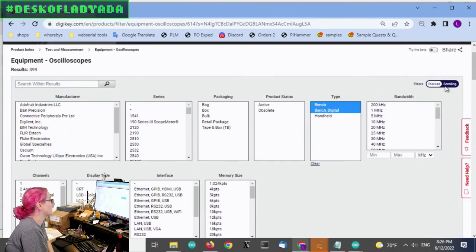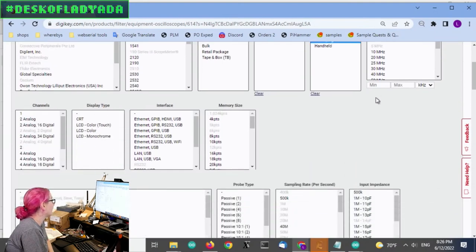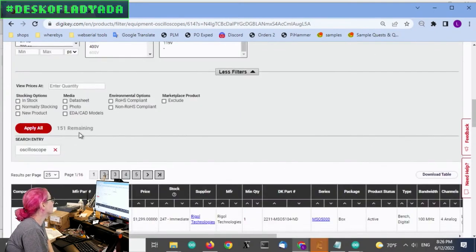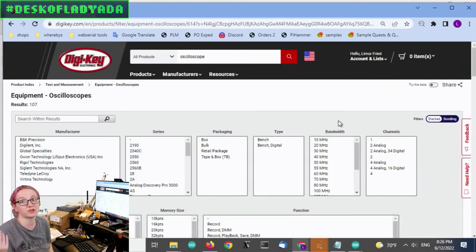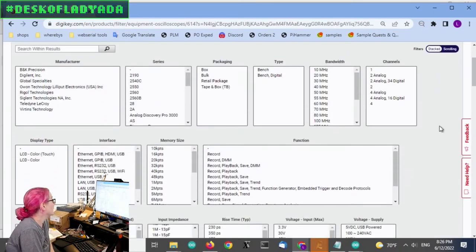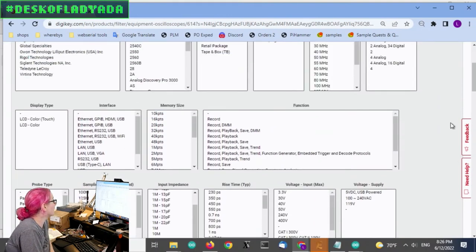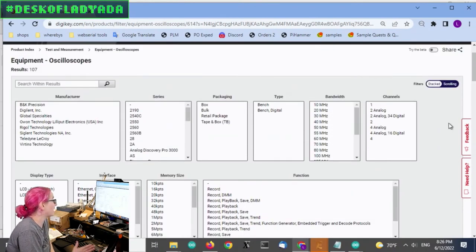First off, I want bench type. I want active, and I'm only going to look at ones that are in stock right now, because I'm not going to suggest a scope that you can't get. So again, there are going to be a lot of trade-offs. The thing I find most important in an oscilloscope is, number one, the number of channels, because there's no upgrading. Once you get the channels, that's fixed. You pay more for more channels.